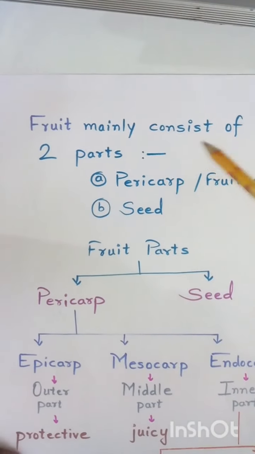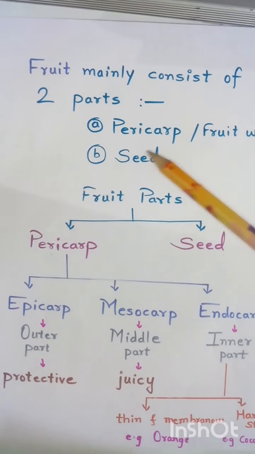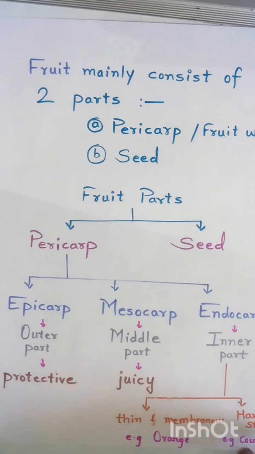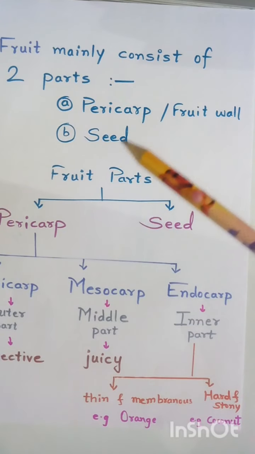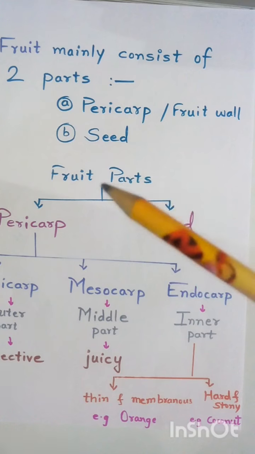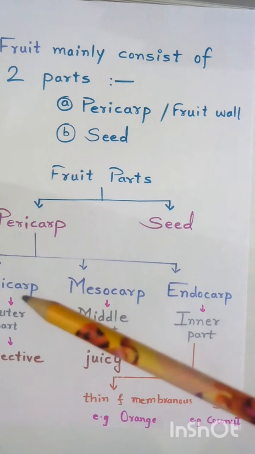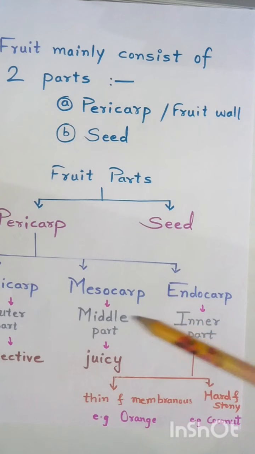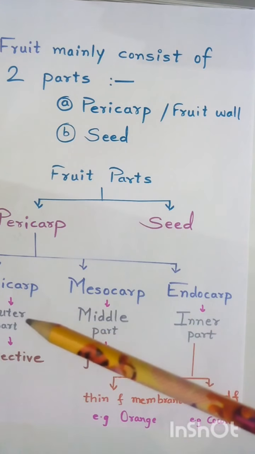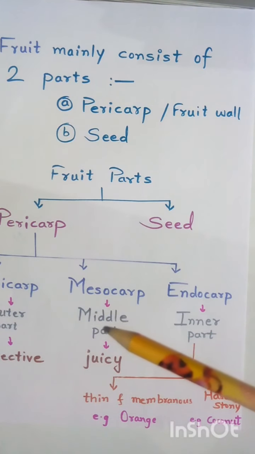Now, one more thing you must know about fruit is the parts of fruit. This fruit mainly consists of two parts: the pericarp, which is also called the fruit wall or wall of fruit, and another part, the seed. But sometimes this pericarp is further subdivided into three parts: epicarp, mesocarp, and endocarp. Epicarp forms the outer part of the fruit. Mesocarp forms the middle part of the fruit.